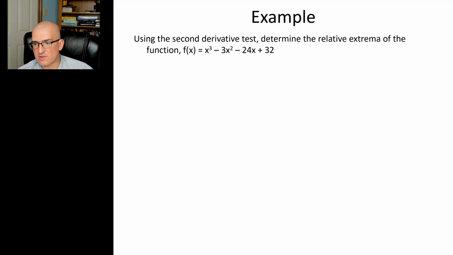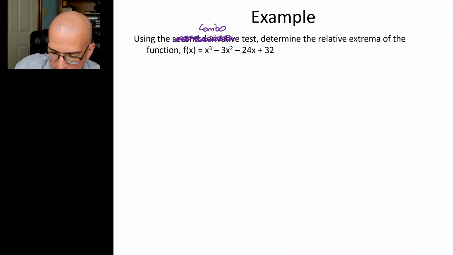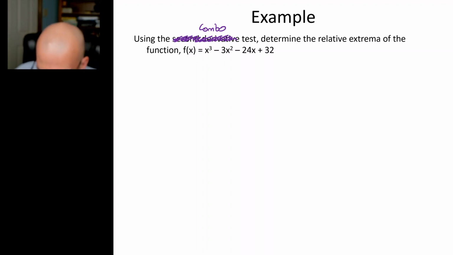Let's quickly do an example. Using the second derivative test, determine the relative extrema of the function. So you have to unpack the sentence. Second derivative test. I will not write that. I will write combo test on the exam, and in brackets I'll put second derivative test, but combo test is the preferred name for this course, because it's clearer. Determine the relative extrema of the function.